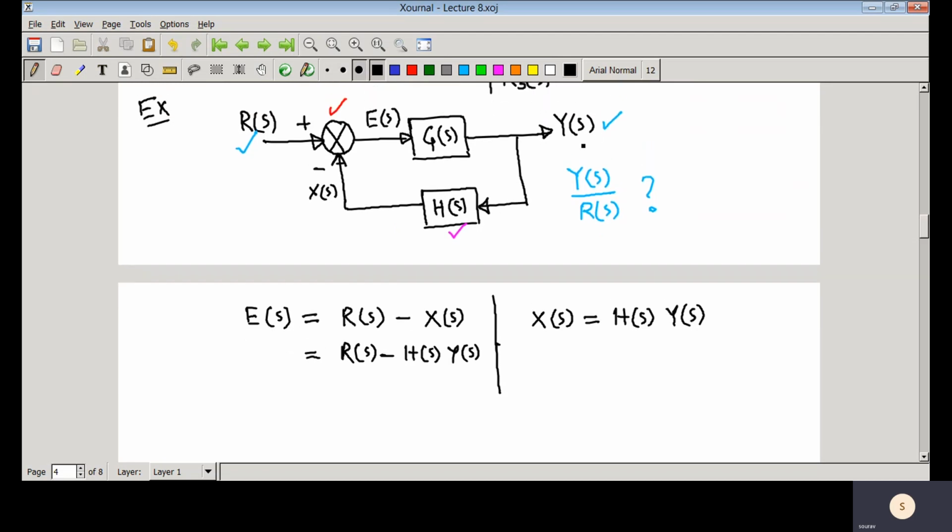Then what is Y(s)? We can see here that Y(s) equals G(s) times E(s). Now if you replace R(s) equal to H(s), then in place of Y(s), that is G(s) E(s). So first you have replaced here, and then you have replaced it here.